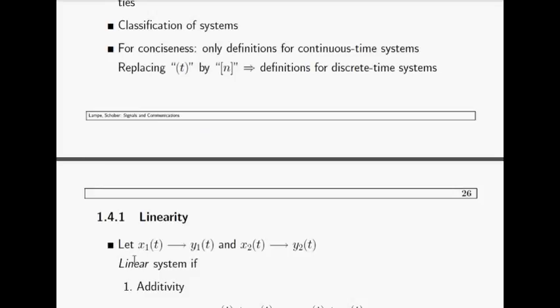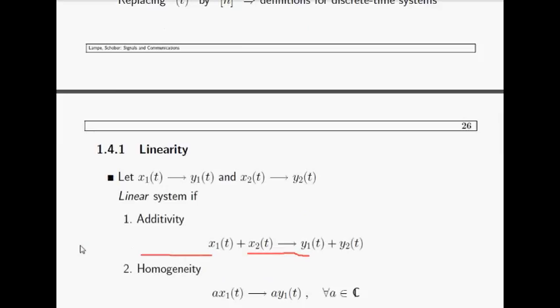If x1 of t produces y1 of t, and x2 of t is producing output y2 of t, then x1 of t plus x2 of t will produce the output y1 of t plus y2 of t. Okay, and this is called additivity in the linearity section.